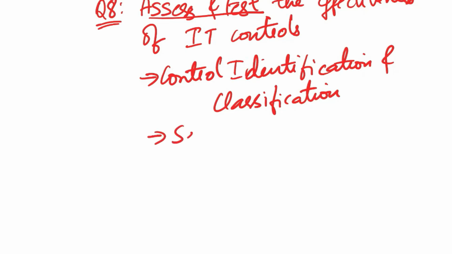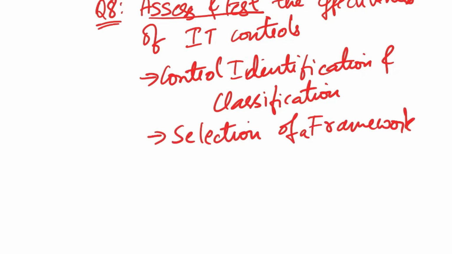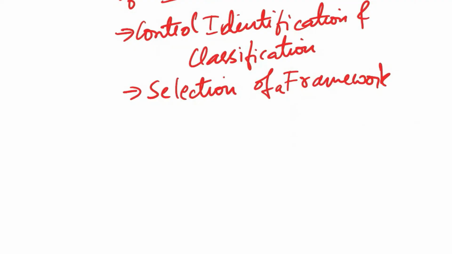Next is selection of a framework. Choose a relevant framework or standard to guide the assessment. Common frameworks include COBIT. COBIT stands for Control Objectives for Information and Related Technologies. COBIT provides a comprehensive framework for the governance and management of enterprise IT. It offers control objectives, practices, and maturity models.